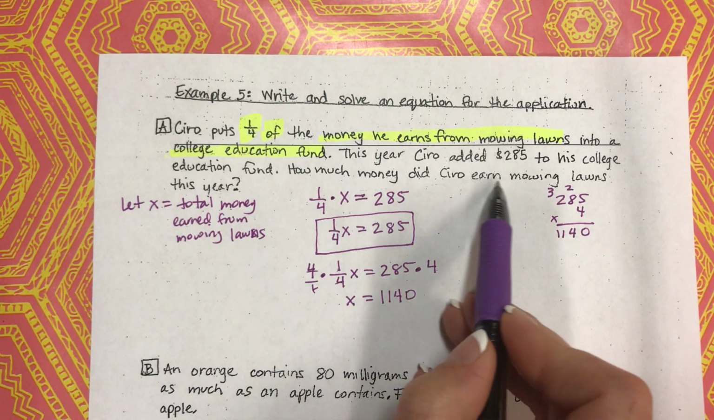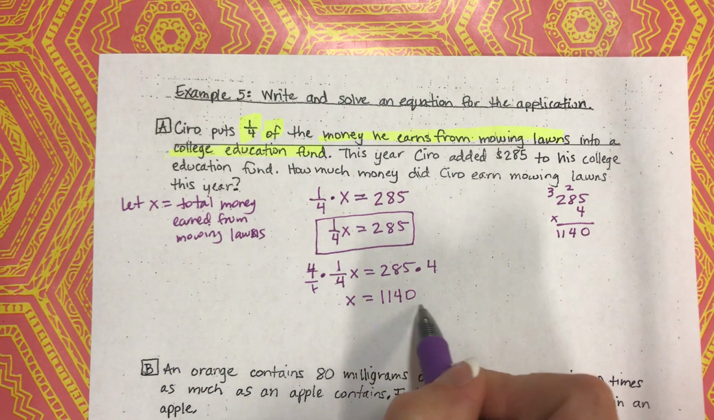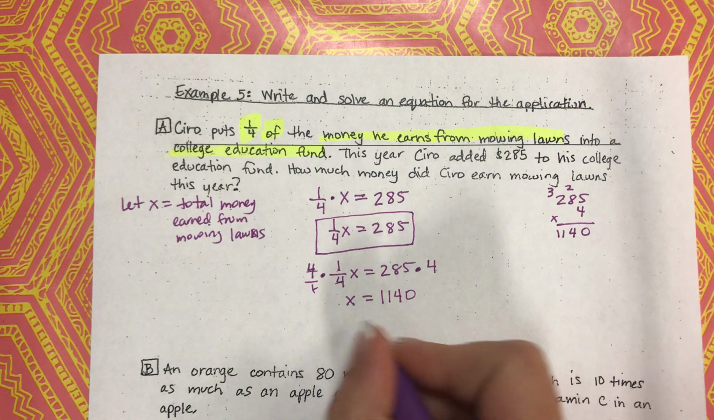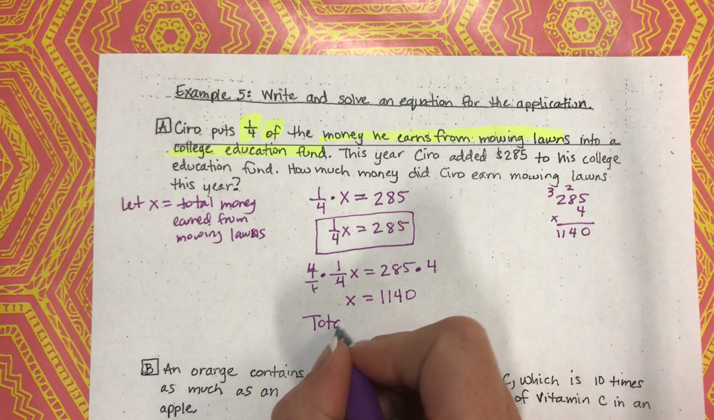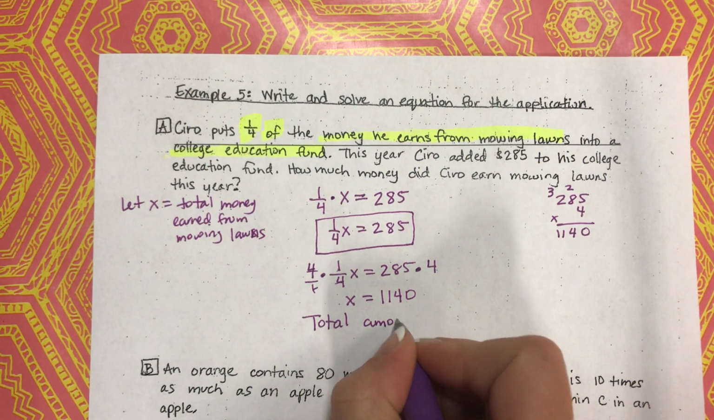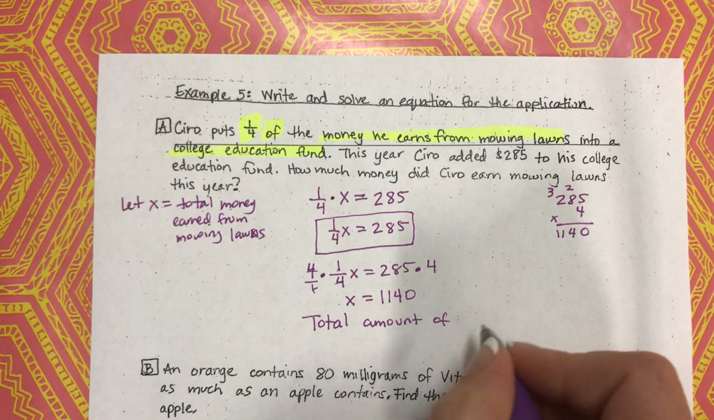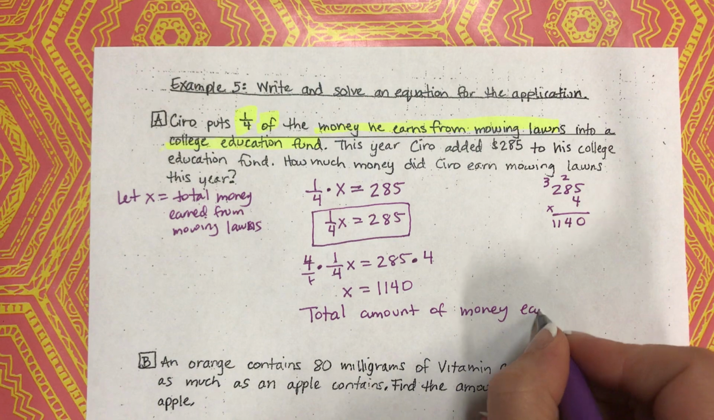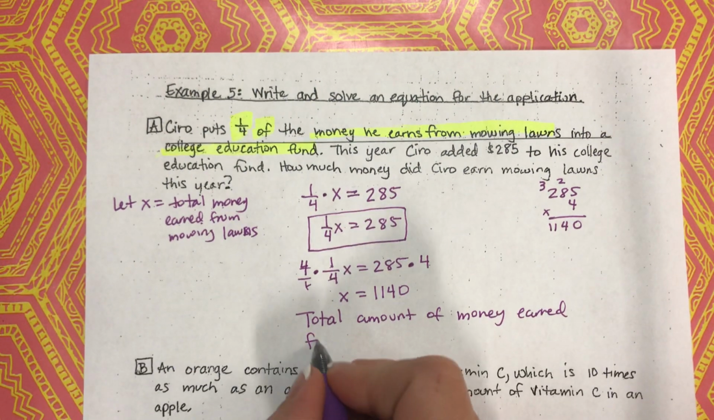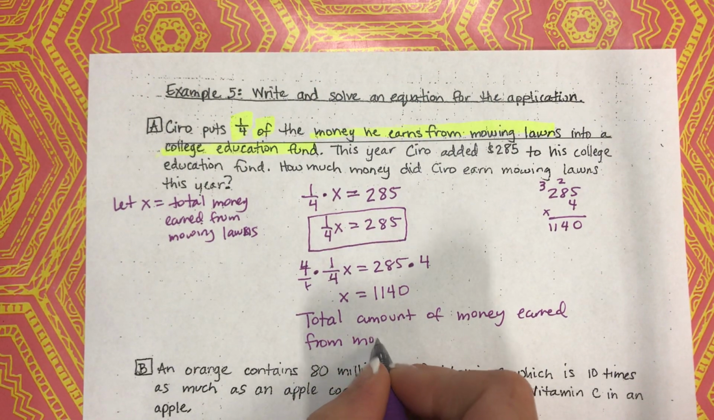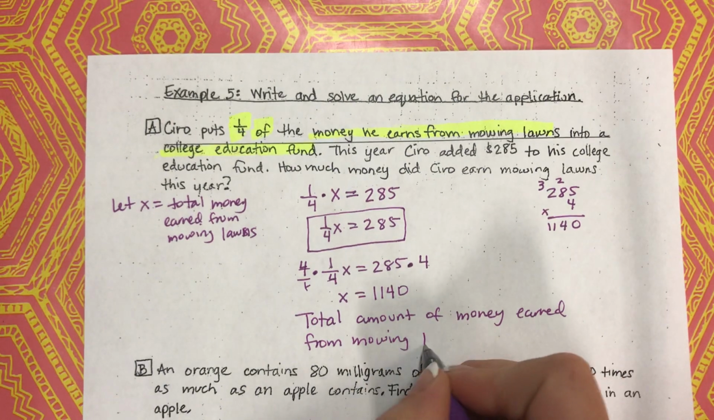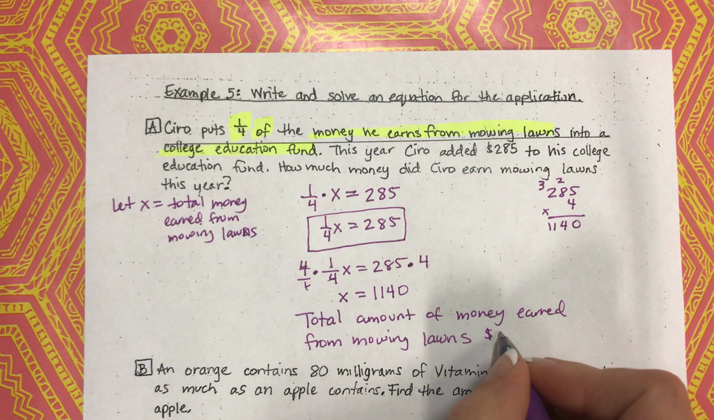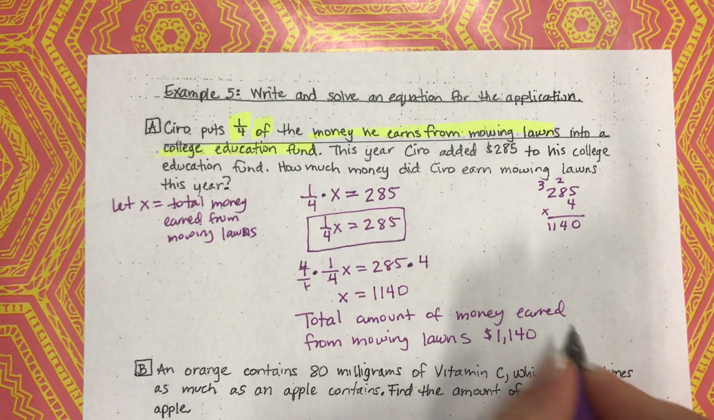So how much money did Kiro earn mowing lawns this year? The total amount of money from mowing lawns was $1,140. So the total amount of money earned from mowing lawns was $1,140.